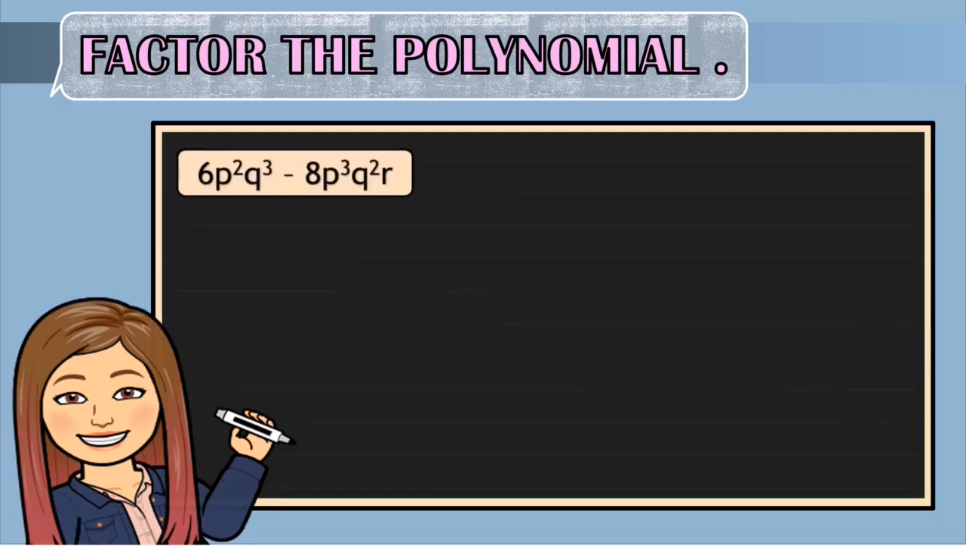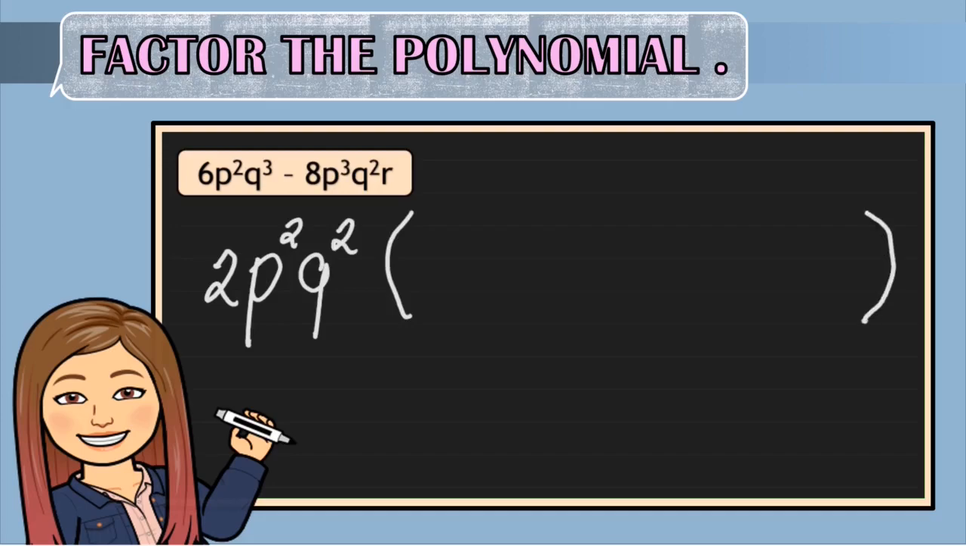So let's factor 6p squared q cubed minus 8p cubed q squared r. 6 and 8 are the coefficients, and they have common factors. The greatest common factor is 2. The common variables are p and q. The least exponent of p is 2. The least exponent of q is 2. Then, we enclose inside the parentheses the quotient.